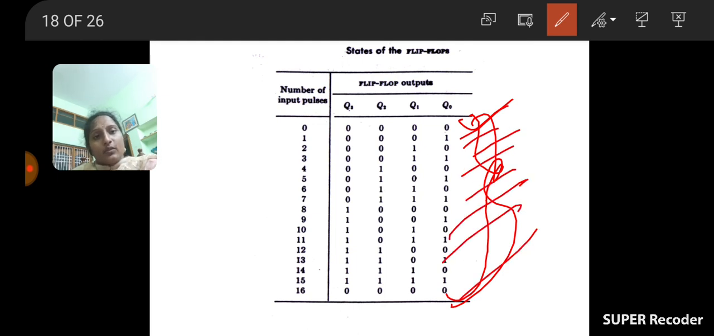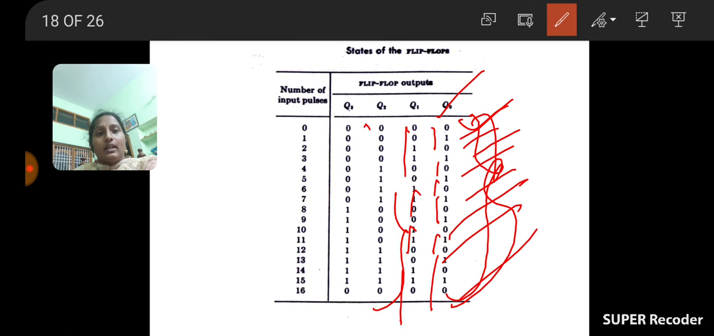And now you observe the Q1 in the truth table: 0 0 1 1 0 0 1 1 0 0 1 1. And in the next one you observe 4 zeros, 4 ones, 4 zeros, 4 ones. First time we are getting 0 1 0 1 in order, second time 2 zeros 2 ones, third time 4 zeros 4 ones, and last time 8 zeros 8 ones. Now it is very easy.